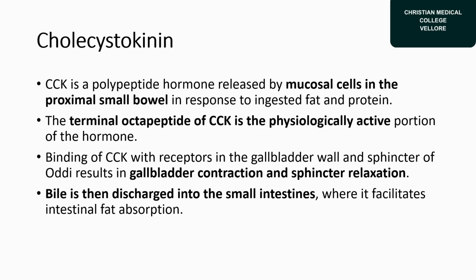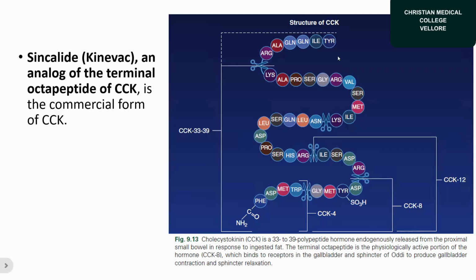And what does it do? It causes the contraction of the gallbladder and the relaxation of the sphincter of Oddi. So this causes the discharge of bile into the small intestine for fat absorption. This is the structure of CCK. If you come to the last, this terminal part is the metabolically active part. Sincalide is nothing but the analog of the terminal octapeptide of the CCK, and that is what is commercially available. So when we do the study, we give sincalide to mimic the activity of cholecystokinin.